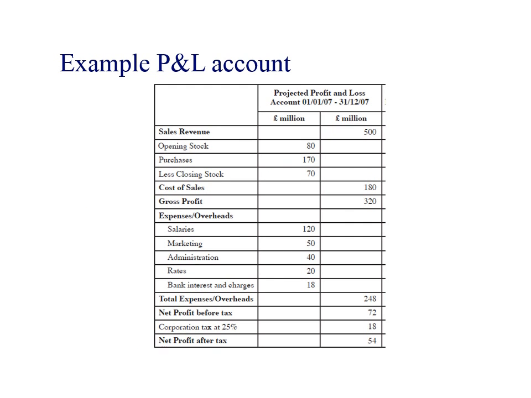If we look at our P&L account, up here at the top we've got our sales revenue, and then our opening stock, purchases less closing stock, so cost of sales. This is all of our direct costs. If you do 500 minus 180, you get 320. That's your gross profit. Then here are all the expenses slash overheads, and they add up to 248. If you do 320 minus 248, you should get 72.